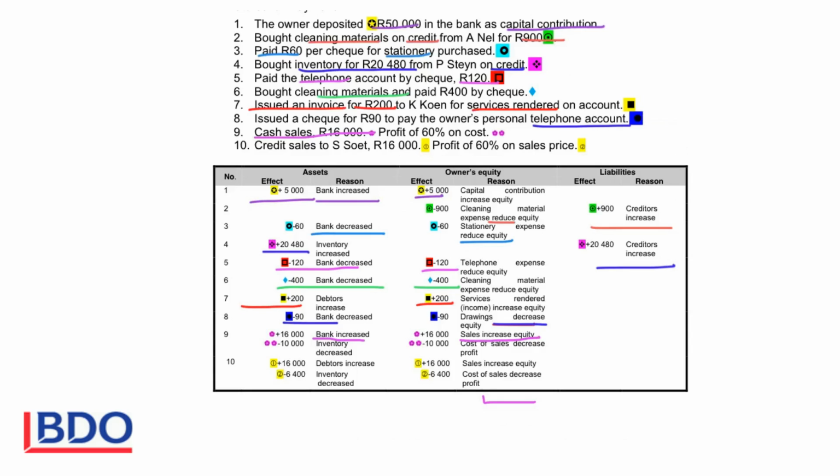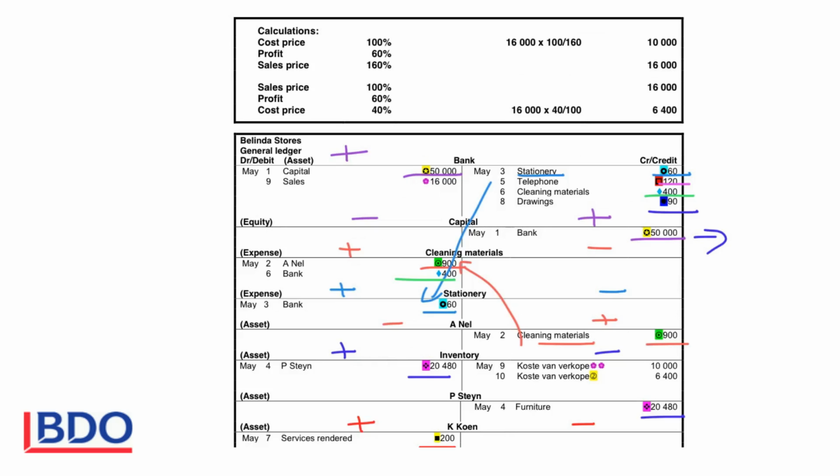The profit of 60% on cost price was made. So that means we have to go and calculate what is the cost price of the goods so that we can complete the second part of this entry. Now remember, it's a profit of 60% on cost. If the profit is on cost, then the cost price will be worth 100%. The profit is 60% and the sales price is 160%.